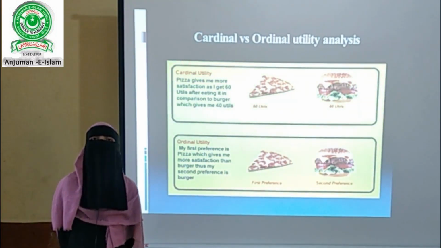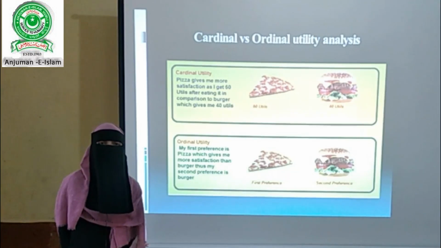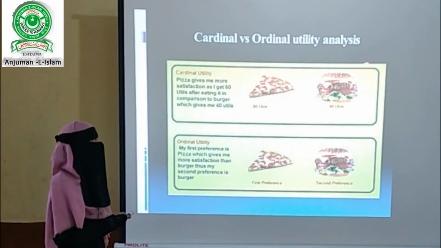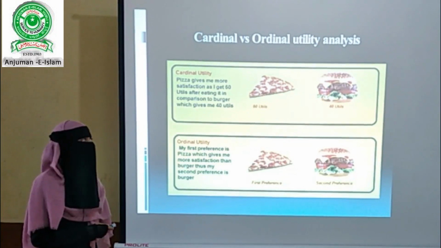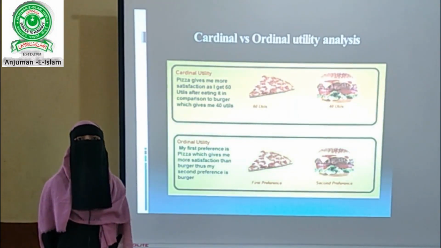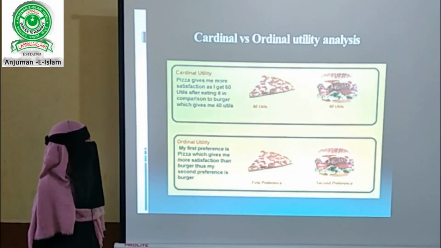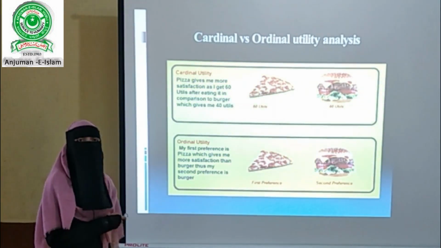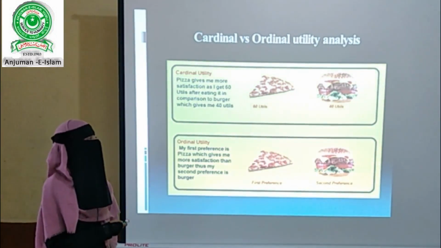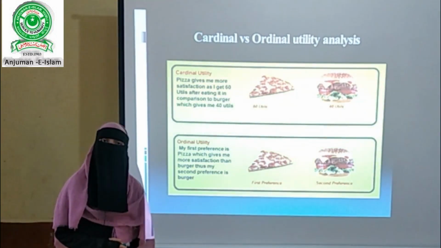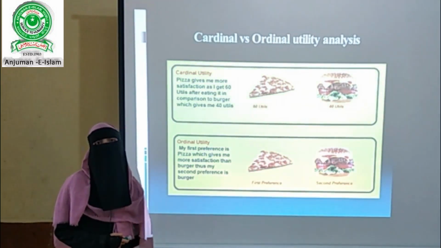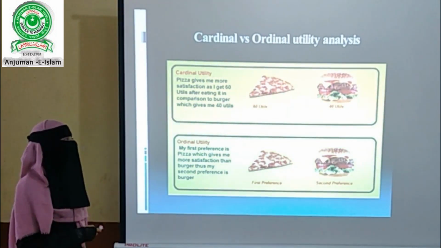Let's try to understand with the help of an example. Suppose we have two items, one is burger and another one is pizza. How am I going to express my utility now? How am I going to express my satisfaction? Do I say that consumption of pizza will give me 60 units of utility, and consumption of burger will give me 40 units of utility? Do we really do so? No, we never express utility in numbers.